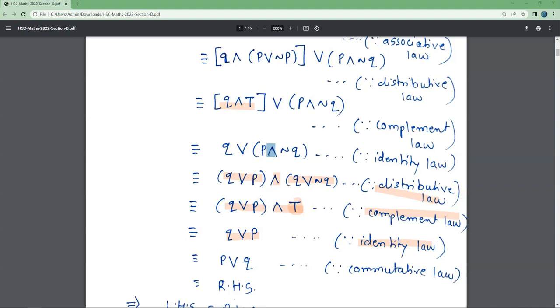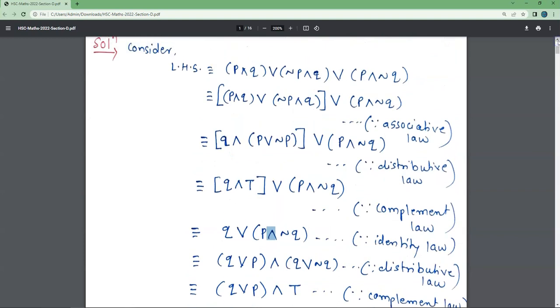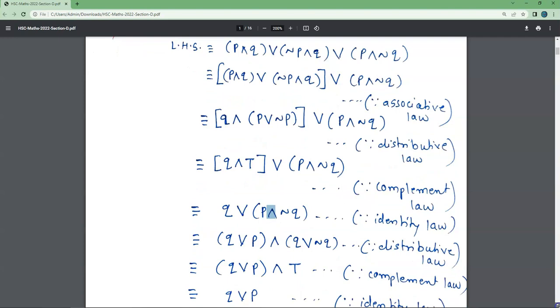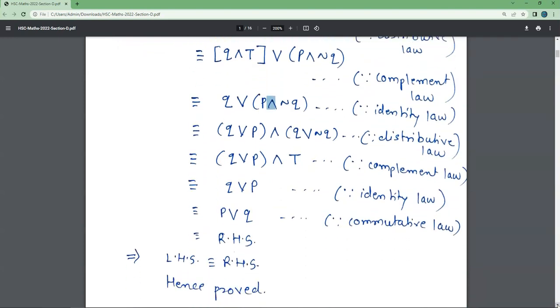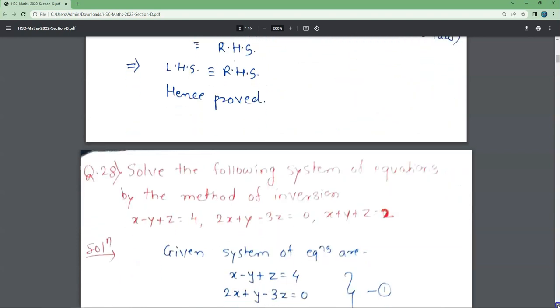Now, what answer do we want? We want P or Q. Now, is Q or P the same as P or Q? Yes, because the commutative law holds for or as well as and, and that's what your RHS is. And done. So LHS is equal to RHS. See, what did we basically do? We used the associative law, the distributive law, distributive we use twice, complement twice, identity twice, then the commutative law. That's how we need to show it.